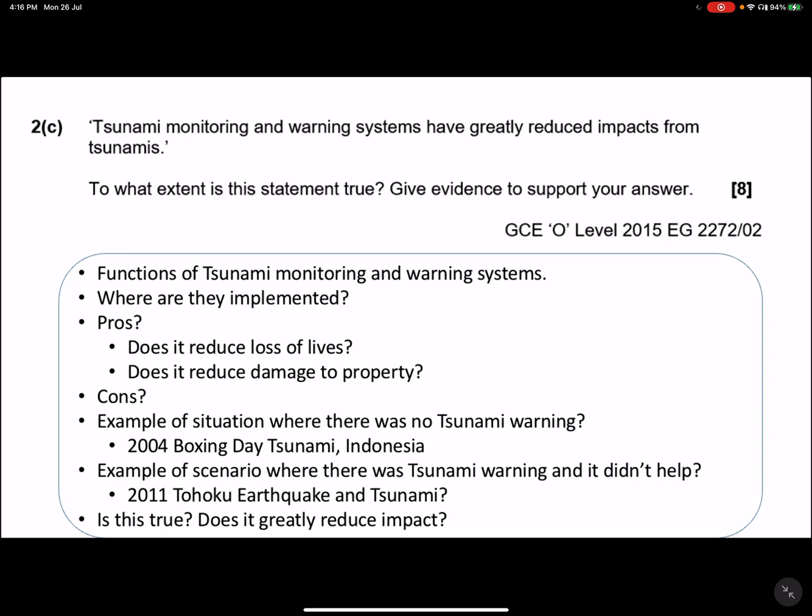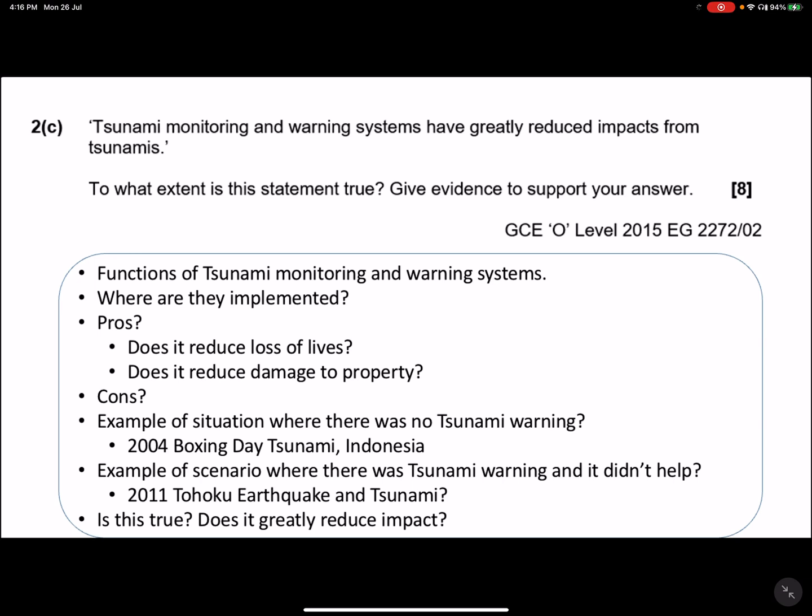for this, the very first open-ended question type that we're going to peel back together, and then take a look at how to answer this. Okay, the statement given is tsunami monitoring and warning systems have greatly reduced impacts from tsunamis. To what extent is this statement true?